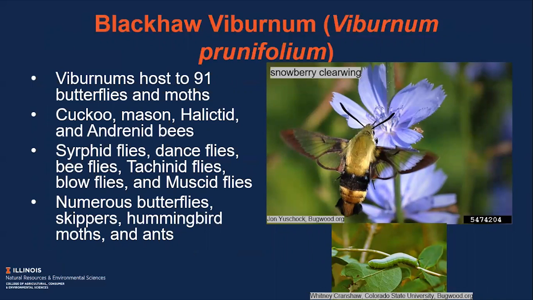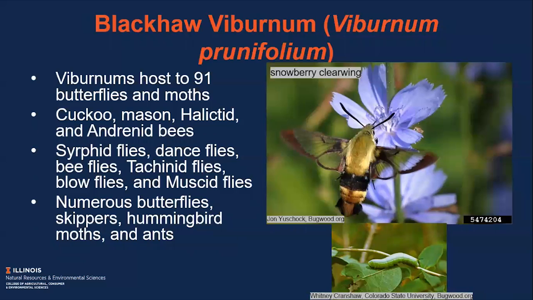There are quite a few native viburnums out there. This is one of the more popular ones, so that's why I chose it. Viburnums as a genus are host to 91 butterflies and moths. I selected here the snowberry clearwing. This is a moth actually. The moth is imitating the color pattern of a bee or wasp in order to deter predators from going after it again. So another cool defense mechanism by one of these insects, and that's actually its caterpillar there on the bottom.